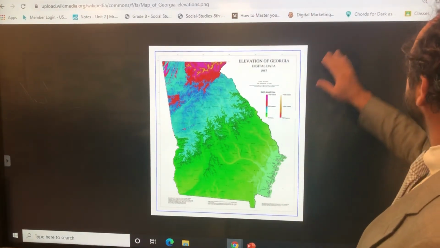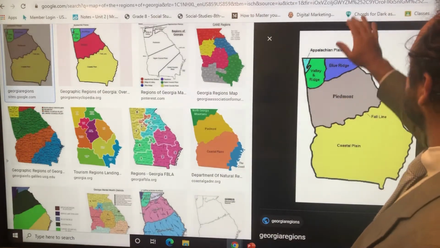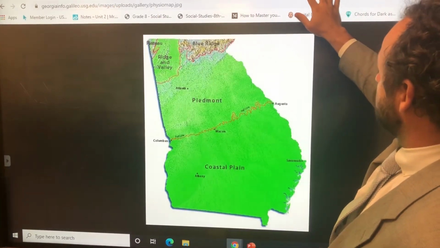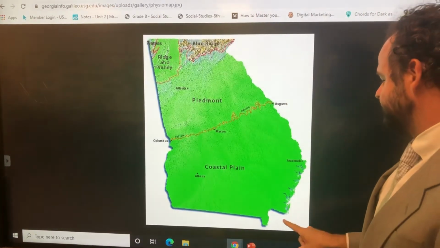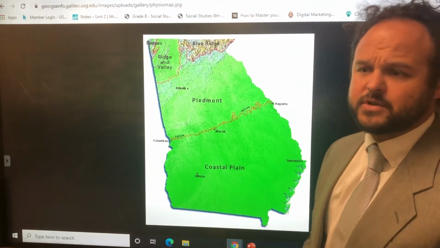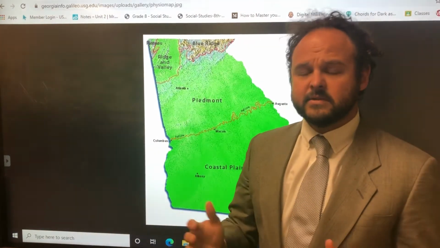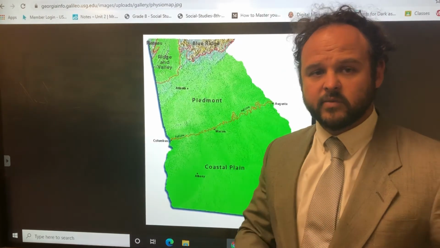Along the coast, we've got the barrier islands, and those are important in Georgia's geography because they protect Georgia's coast from hurricanes and inclement weather coming from the Atlantic Ocean.